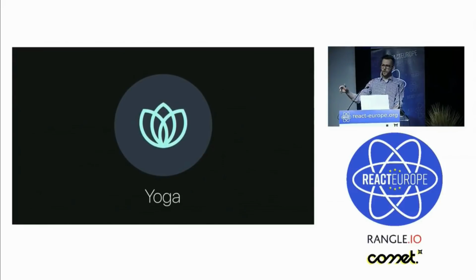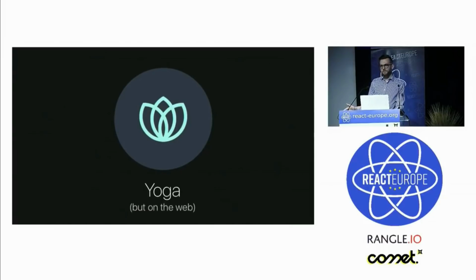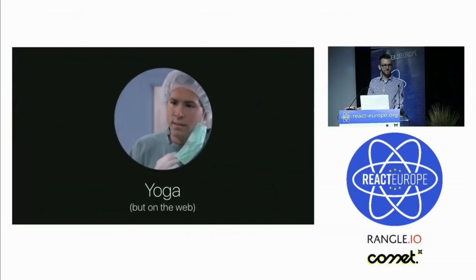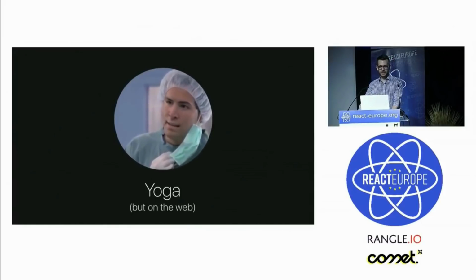Now, raise your hands, how many people are familiar with yoga? Yeah, that's about the amount I figured. So yoga, or yoga layout, is the C++ implementation of Flexbox that React Native uses on iOS and Android. And my idea was, why don't we bring this to the web? Now I know what you're thinking, why? We already have Flexbox in CSS. Why would you want to bring a custom implementation of it, especially a C++ one, onto the web browser?